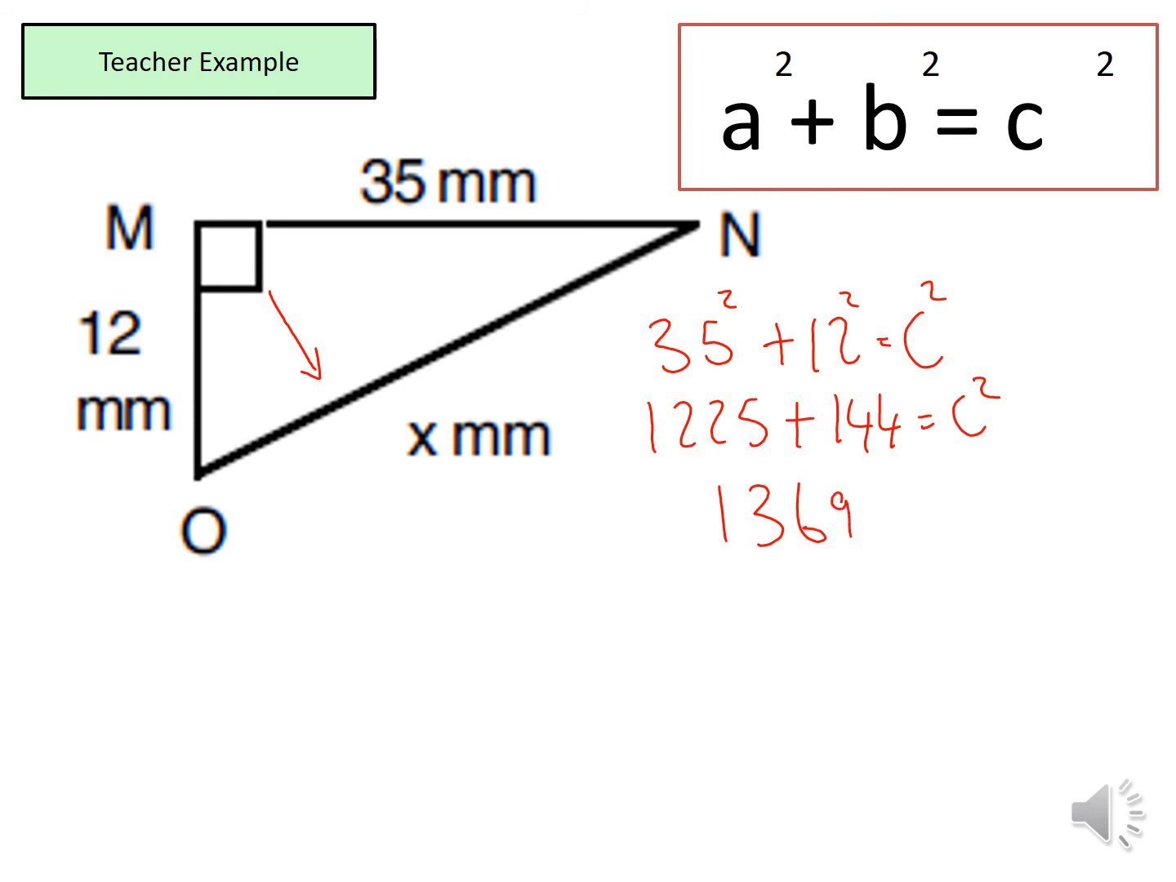1369 equals c squared. Again, I don't want c squared, I want c on its own because I need to know the length of this longer side. So I square root 1369, okay, and that will give me c. So square root of 1369 in my calculator is 37, and that equals c. And because the units are millimeters, my final answer is 37 millimeters.